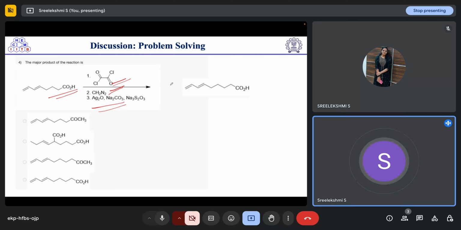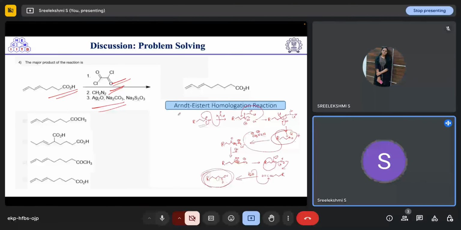Okay, so here the correct answer is this carboxylic acid. As you can see, the difference between the starting material and the product is that this is the homologated product. So what is happening here is an Arndt-Eistert homologation reaction. First, this carboxylic acid is getting converted into this acid chloride by using thionyl chloride or oxalyl chloride.